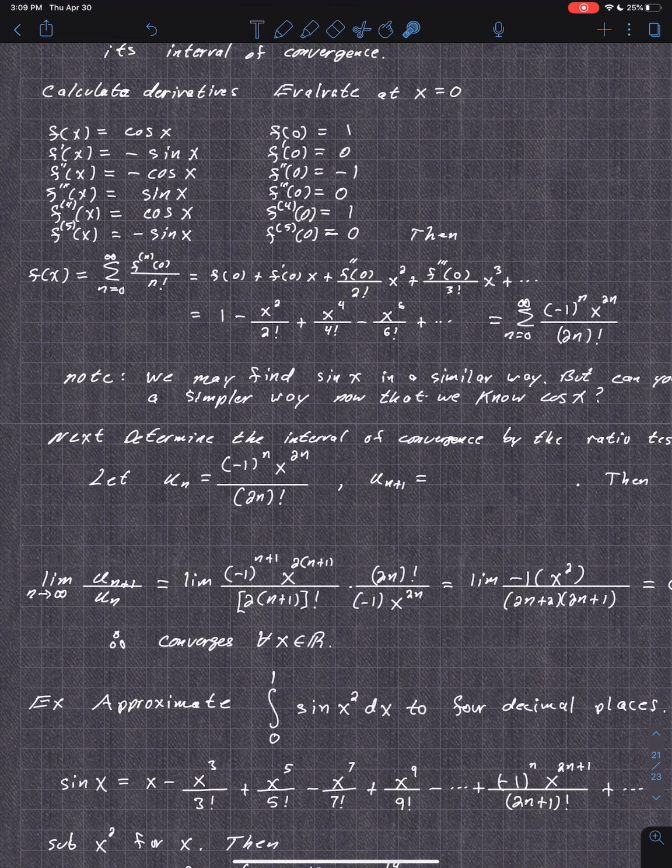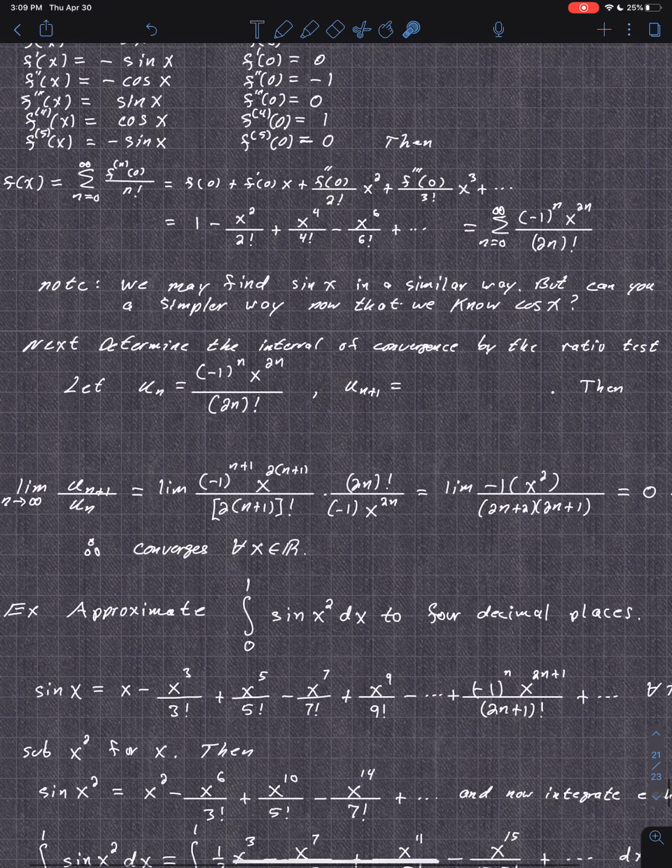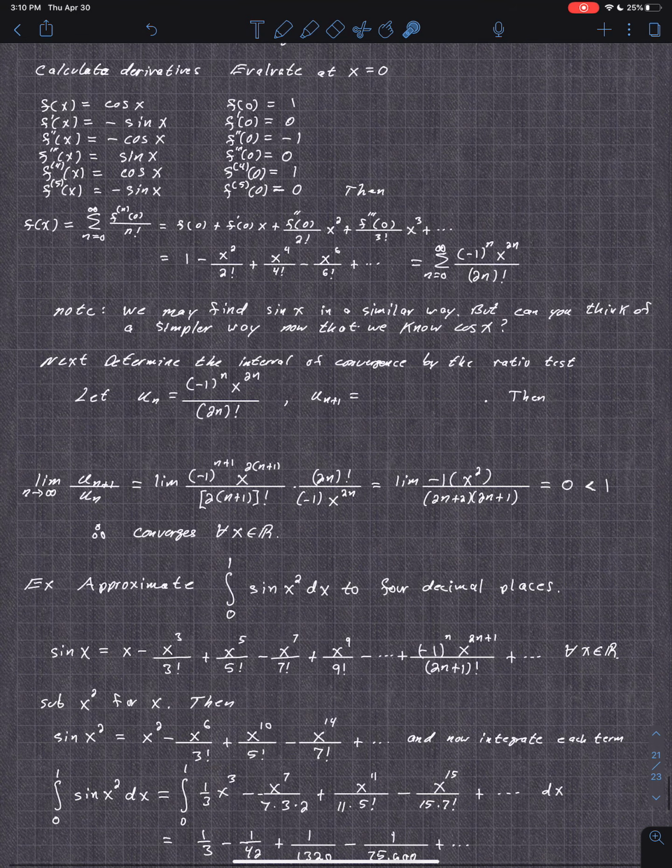We can find sine x in a similar way. But can you think of a simpler way to calculate it once you already know cosine x? So think about that. I'll show you down here, but just a little side note there.